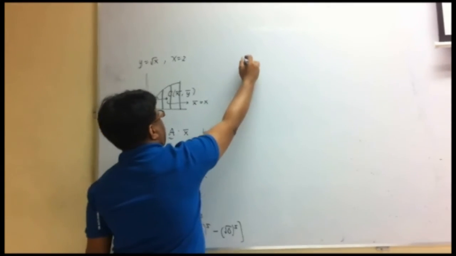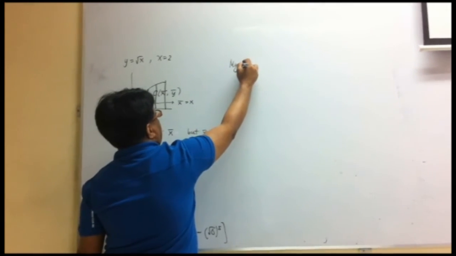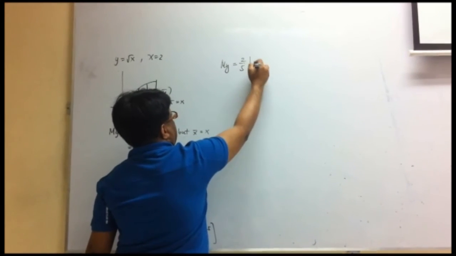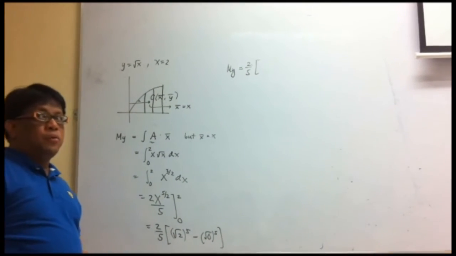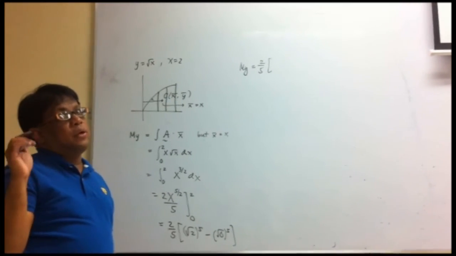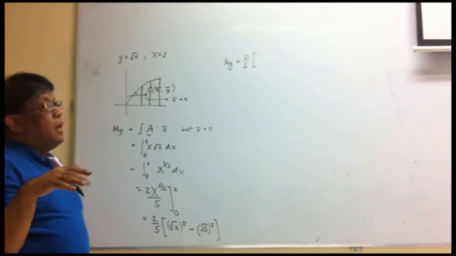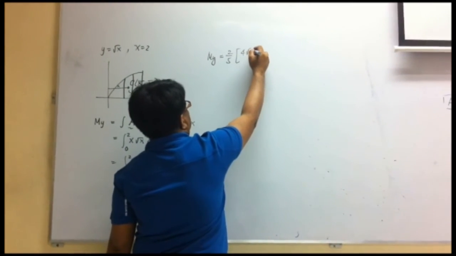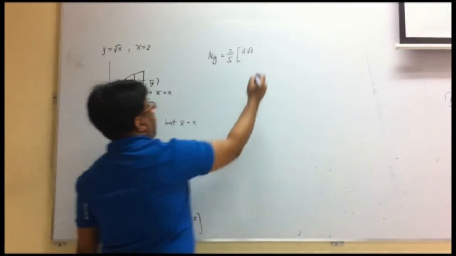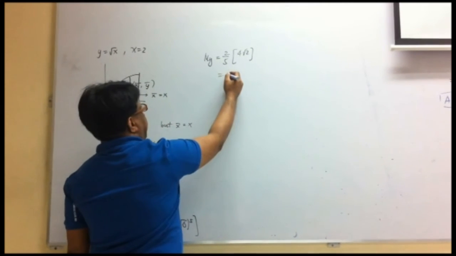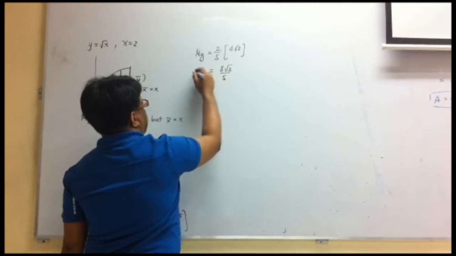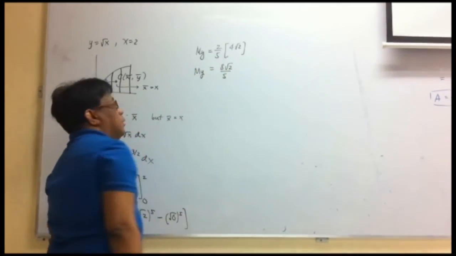For the moment about y, we now have 2 over 5. What about square root of 2 raised to the 5th? That is square root of 2 five times, and the value is 4 square root of 2, minus 0 here. So what is the answer? That is 8 square root of 2 over 5. So that is now the moment about y.